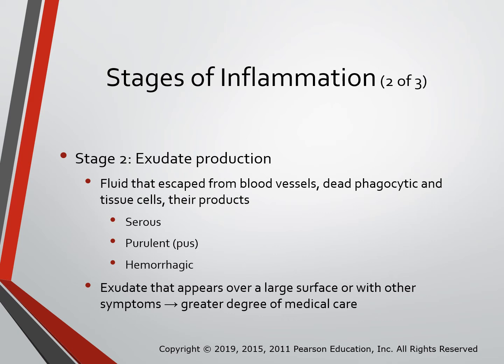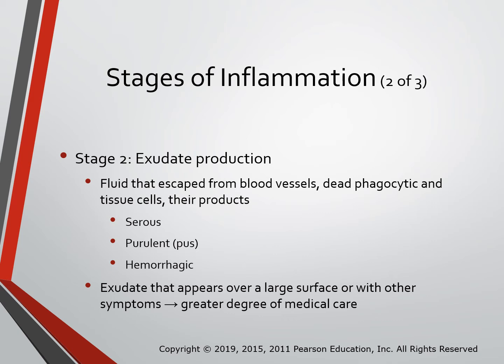In the second stage of inflammation, inflammatory exudate is produced. The term exudate comes from the Latin word meaning to exude or to ooze. Exudate consists of fluid that escapes from the blood vessels, dead phagocytic and tissue cells, and the products they release. The major types of exudate are serous, purulent, and hemorrhagic, which is sanguineous. Serous exudate typically accompanies mild inflammation and presents as clear or straw-colored with a thin, watery consistency. And you do need to know these three terms: serous, purulent, and hemorrhagic.